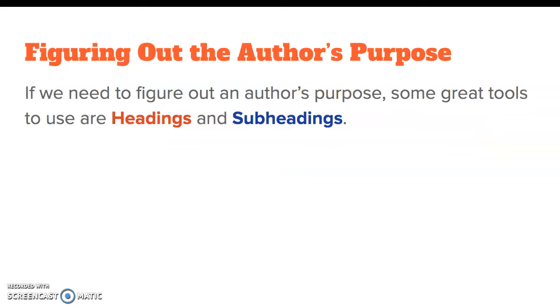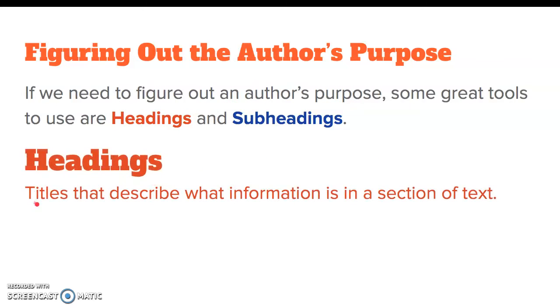So, in order to find out an author's purpose, one thing we can do is take a look at the headings and the subheadings in an article or in the table of contents. A heading is a title that describes what information is in a section of text. So your textbooks have these all over the place. Headings are like at the beginning of a chapter. They're usually bold, a different color than usual, and very big. Maybe in a science textbook, the heading would be the solar system.